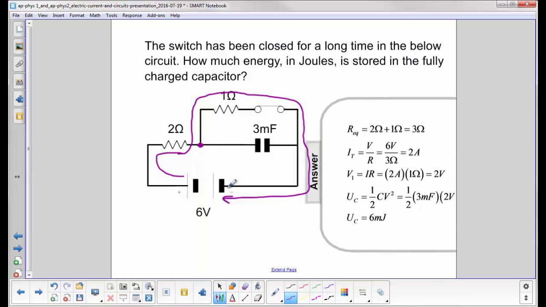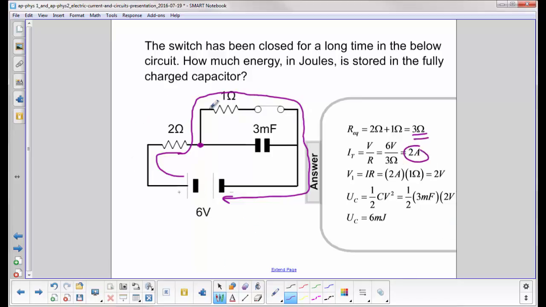If I just showed you a circuit that had a 2 ohm and a 1 ohm resistor in series, which is what that is after a long time, you would find the equivalent resistance, which is 3 ohms. You would find the current through that path, which would be the 6 volts of the battery divided by 3 ohms. You'd have 2 amps flowing through this purple loop here.